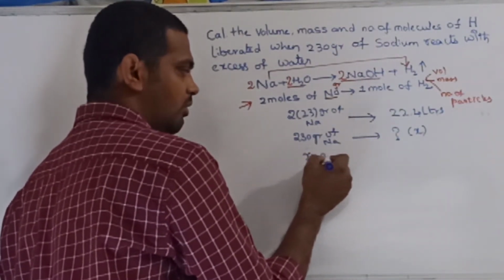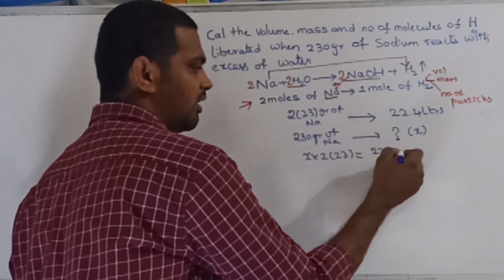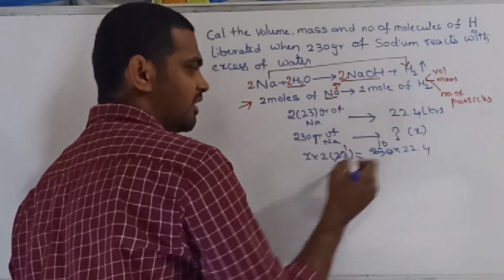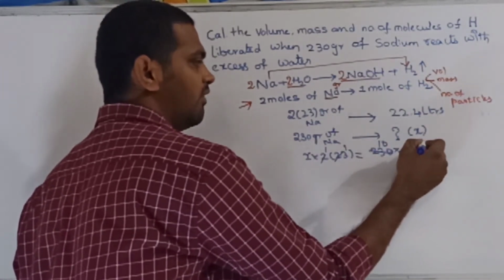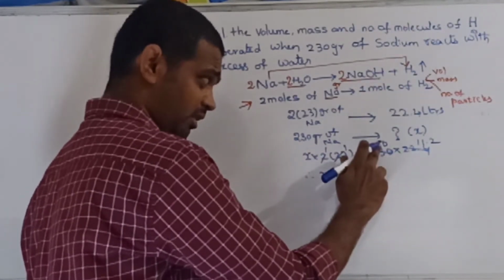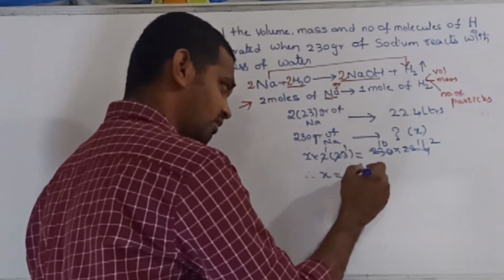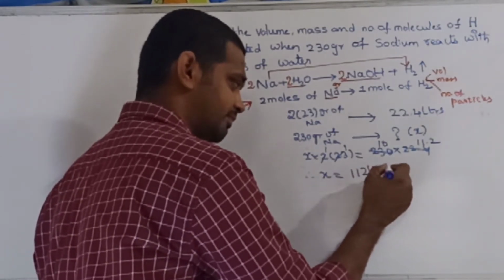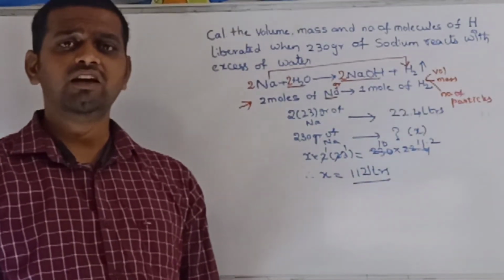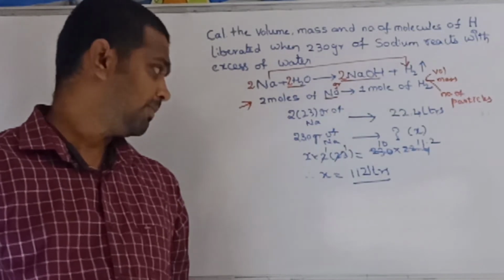x into 2 times 23 is equal to 230 into 22.4. 23 ones are 23, 23 tens are 230. Again 2 ones are 2, 11.2 twos. Therefore x is equal to 10 multiplied by 11.2, which is nothing but 112 liters. So whenever 230 grams of sodium is reacted with the excess of water, it will produce 112 liters.